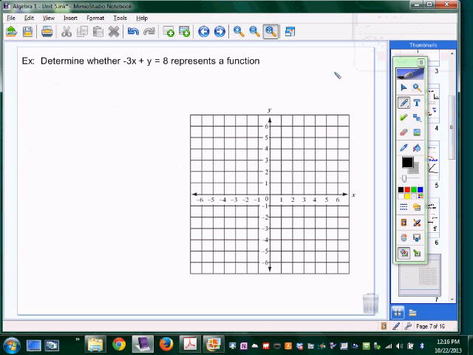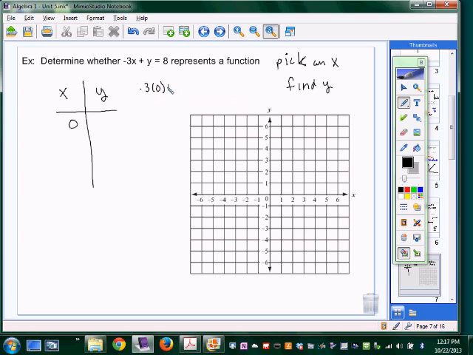Okay, so we haven't gotten into graphing yet, so we're going to have to do this the old-fashioned way. We're going to pick an X and find Y. You can pick any number. X could be 0, and then I would have -3 times 0 plus Y equals 8, so Y would be 8. I can pick any X and plug it in to find Y.